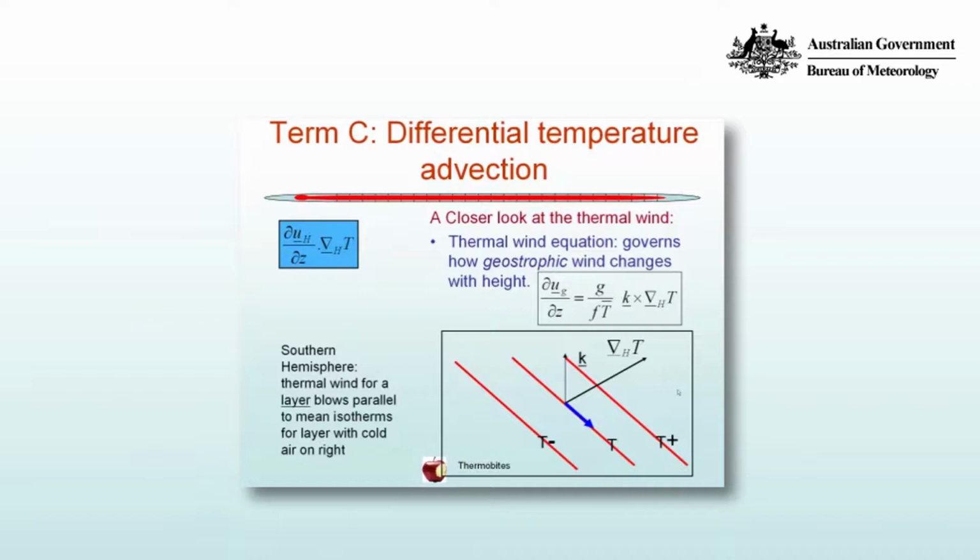That's illustrated graphically in the figure below, where the mean isotherms are running from northwest to southeast, and so the gradient of the horizontal temperature field is pointing to the northeast. Because f is negative in the southern hemisphere, this means that the thermal wind, the wind shear of the geostrophic wind, runs parallel to the isotherms with the cold air on the right.